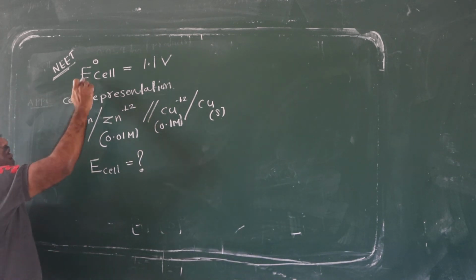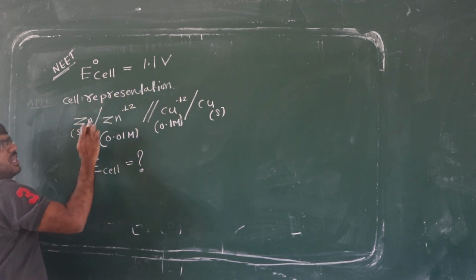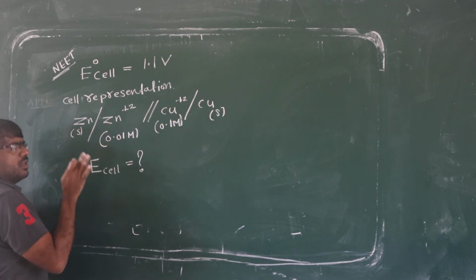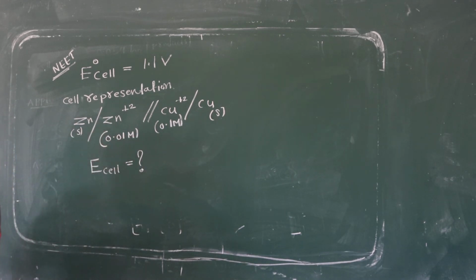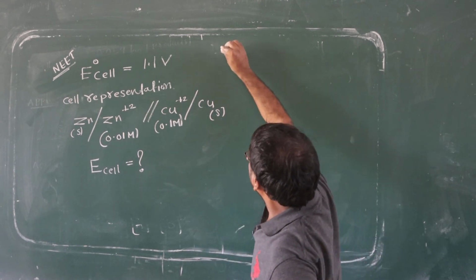They gave E naught cell 1.1 volts, the cell representation, and the concentrations also. Then what are they asking? E cell. E cell is equal to how much? Then how do we have to answer it? We have to answer like this.